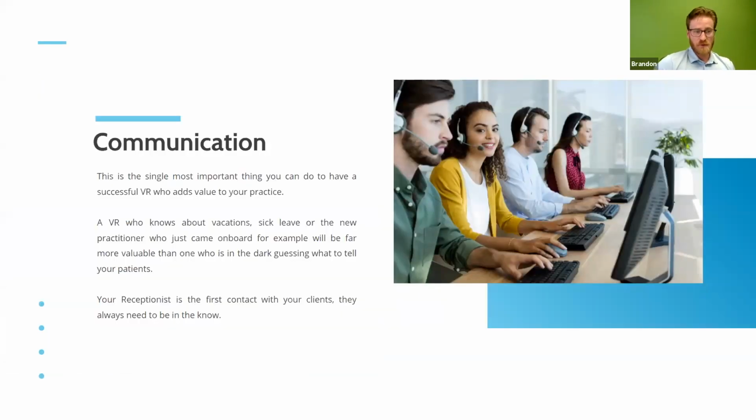So like I said earlier, communication with a virtual receptionist is really the most important thing, because a virtual receptionist that knows about your vacations, knows about your sick leave, or if there's a new practitioner who just came on board, is far more valuable than a receptionist who actually has no idea. And the only way to communicate is doing that daily back and forth. So your receptionist should know everything that's going on in the clinic on a day-to-day basis from an administrative standpoint, because they're the first point with your clients and they always need to be in the know.